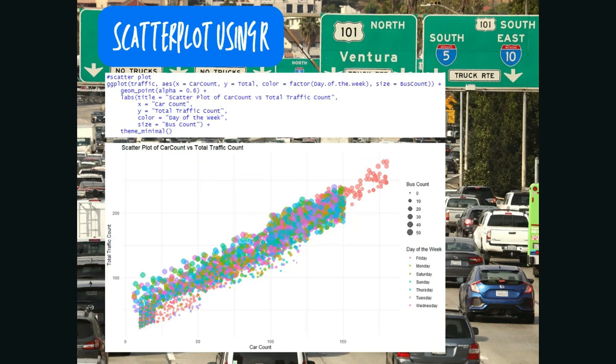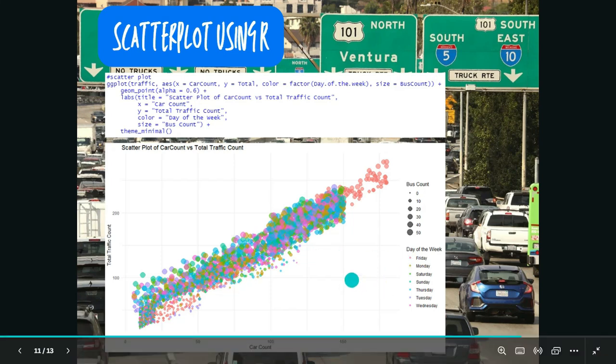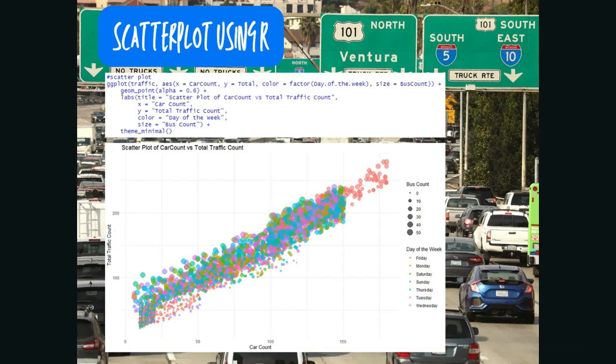And here you can see my scatter plot effectively visualizes the relationship between the car count and the total traffic count, with additional dimensions represented by the bus count, the size of the point, and the days of the week. On the X axis there's car count, and on the Y axis there's the total traffic count. And I can also see there are some key observations. There is a clear positive correlation between car count and total traffic count.